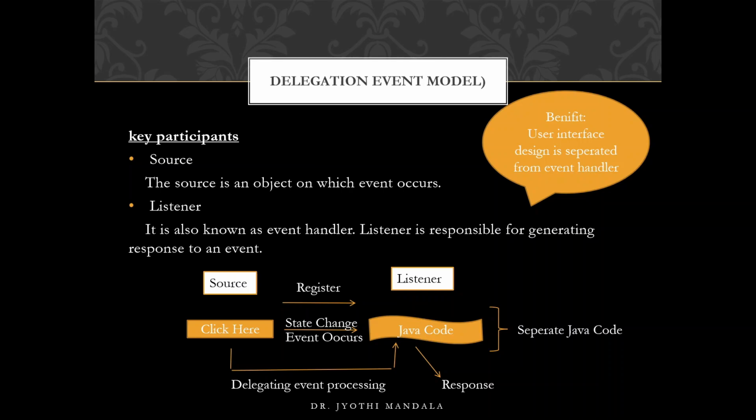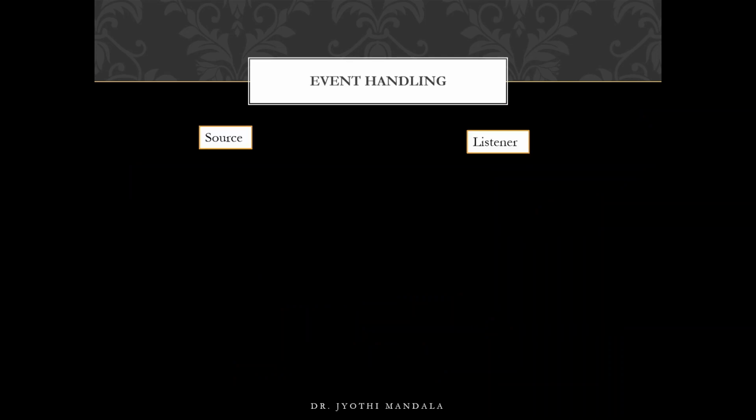I am repeating once again: whenever you are saying event handling, we will have two participants. One will be the source and the other one will be the listener. The source will be generating the events, and events will be generated through components like buttons or text boxes. Once an event is generated, that event will be redirected to a Java code, which is called a listener. But before that, the listener has to register with this event. So this is how event handling will be done.